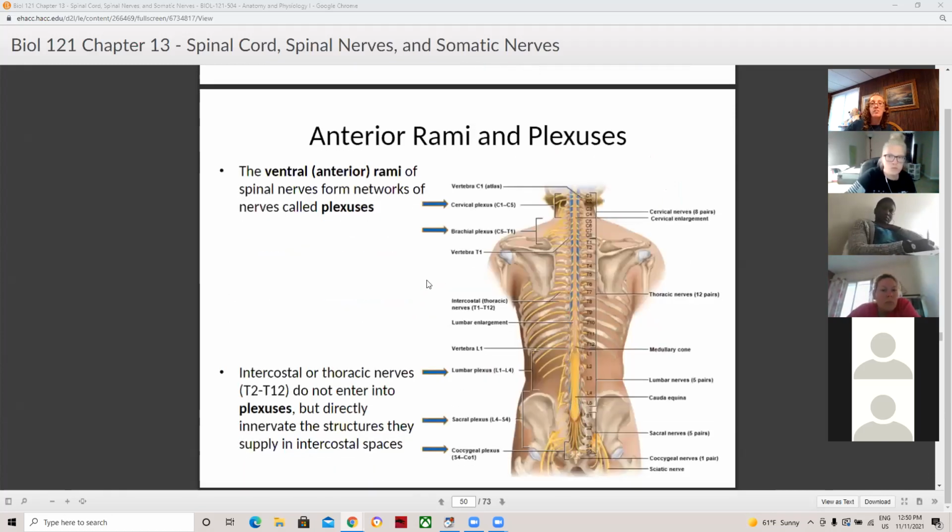So anterior ventral rami, remember, outside of the thoracic region, they're going to form plexuses. We have 5 plexuses. We have the cervical plexus, the brachial plexus, the lumbar plexus, the sacral plexus, and the coccygeal plexus. And the anterior rami in the thoracic region are going to become the intercostal nerves.